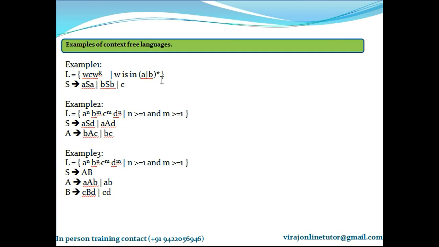If A or B repeats 1 time, then I will be having one character on the left-hand side of C, and one character on the right-hand side of C. That's why I'm writing capital S in the middle. As per the language, whatever string is on the left has to be reversed on the right. So I write A on left, A on right. I write B on left, B on right.